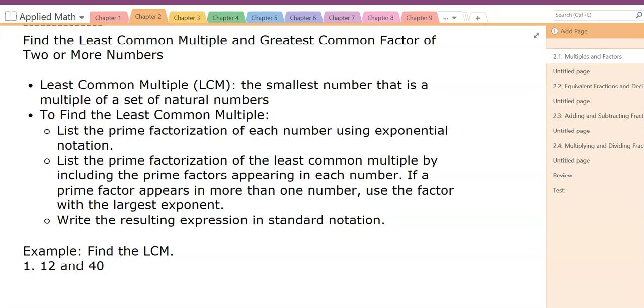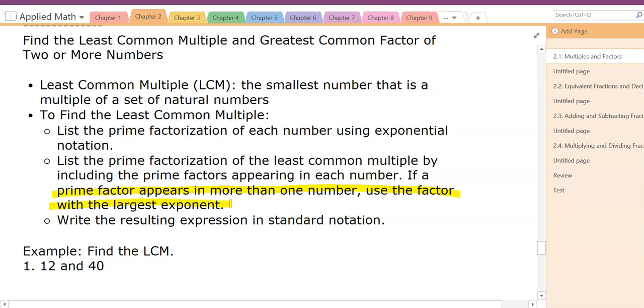So we're looking for the smallest number that the numbers they're giving you could go into. In order to do these problems, you have to factor out the 2 numbers, or it could be 3 numbers. So you have to find their factor trees and write out their factorizations. Then what you do is, it says here, if a prime factor appears in more than one number, use the factor with the largest exponent. I'm talking about this sentence right here.